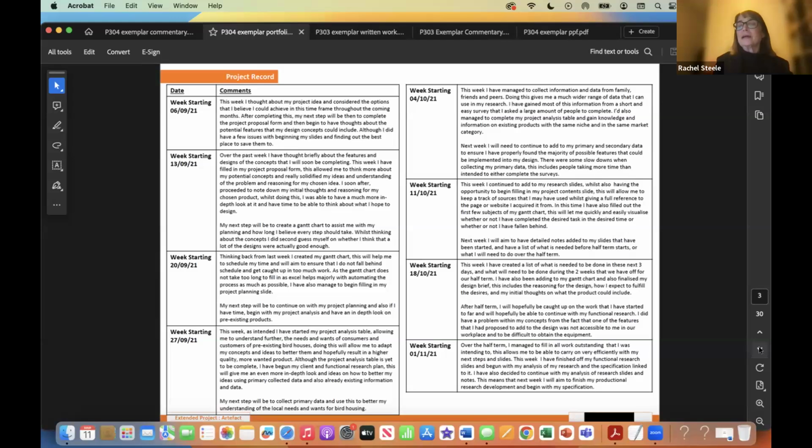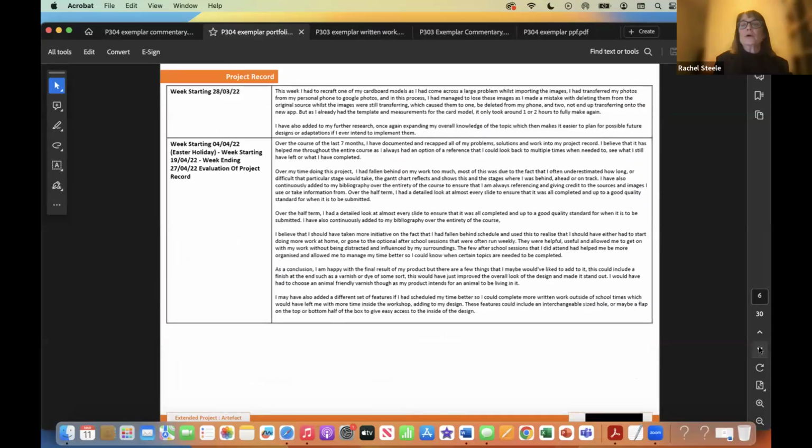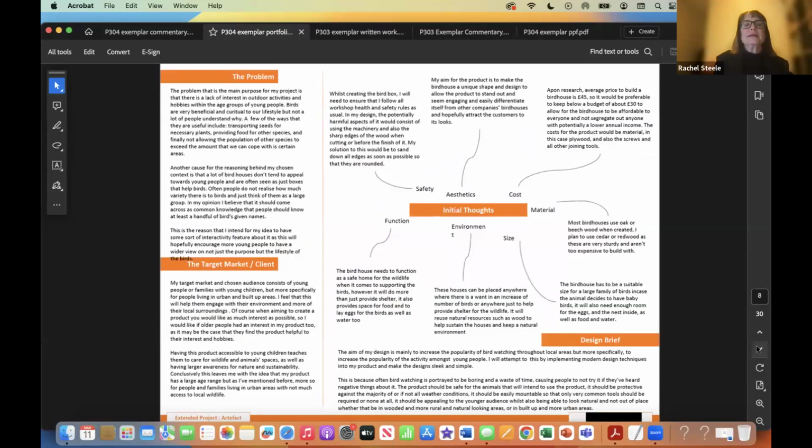Project record, the strength of this project record is, again, we see, and why this hits the Mark Band 3 criteria, that always evaluating and commenting on how we're managing the project. Planning as well, a wealth of additional planning evidence that we can credit. There's a Gantt chart, and it's actually used, and there's commentary on how effective it's been.